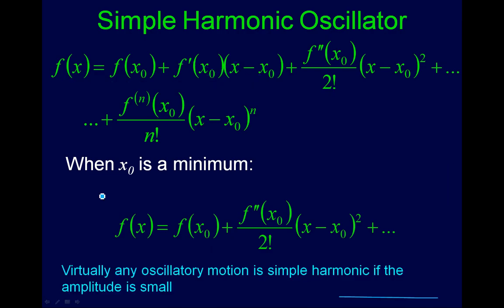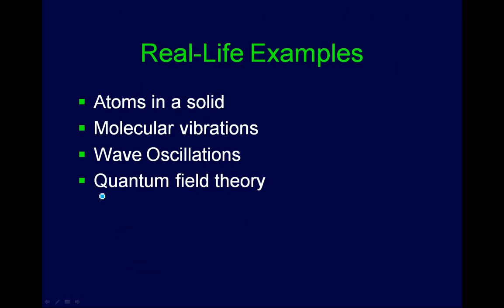The takeaway message here is that virtually any oscillatory motion is simple harmonic if the amplitude is very small. You've seen this in first-year physics, for example, for a pendulum. The oscillatory motion of a pendulum can be approximated by simple harmonic motion for very small amplitudes. There's a whole slew of real-life examples that act very similar to harmonic oscillators: atoms organized in a solid, which act as if they're surrounded by a bunch of springs vibrating back and forth, molecular vibrations in molecules, and wave oscillations.